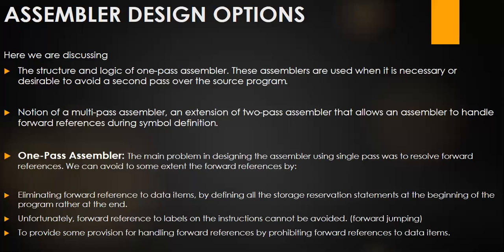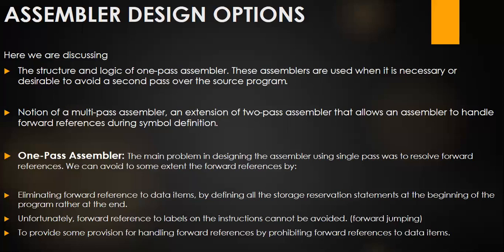Then the notion of a multi-pass assembler, an extension of the two-pass assembler that allows an assembler to handle forward references during symbol definitions. Why do we want to go for the multi-pass assembler, the extended version of the two-pass assembler? Sometimes we may have forward references for doing the symbol definition. That cannot be handled by the one-pass assembler, at least without any changes, as discussed up to now. With that we cannot achieve it, but with some alteration we can go for that.